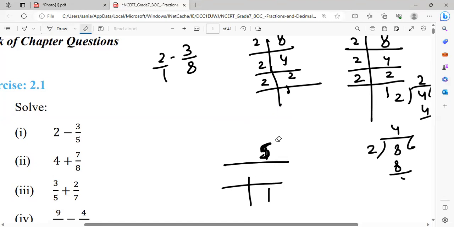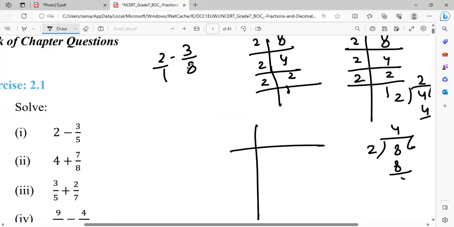So what we have to do first, we have to find the 8. We will be starting from 8, because when you multiply both the denominators, you will get 8. Now 2 multiplied with which number will you get 8? 4. Then 2, 1. You got 1, you will leave it.